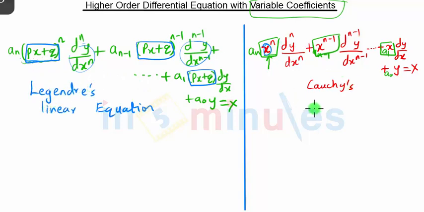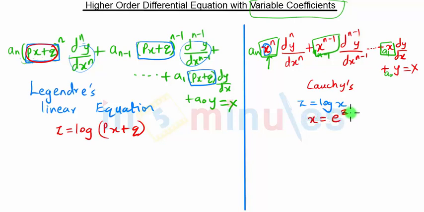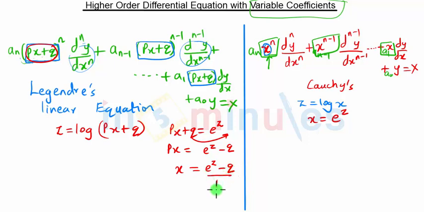So in Cauchy's equation we substitute z equal to log of this term which is x. Similarly here we will substitute z equal to log of this term which is px plus q. In this case x is e raised to z, then in this case px plus q will be e raised to z. If I take q to the other side, it will be px equal to e raised to z minus q. Then in this case x will be (e raised to z minus q) upon p.